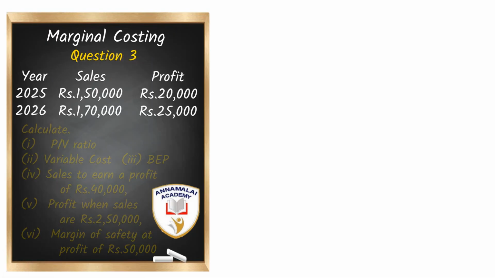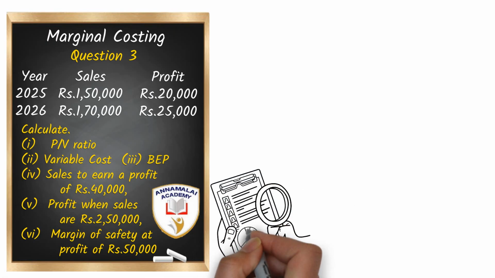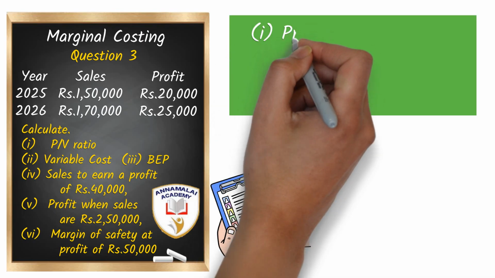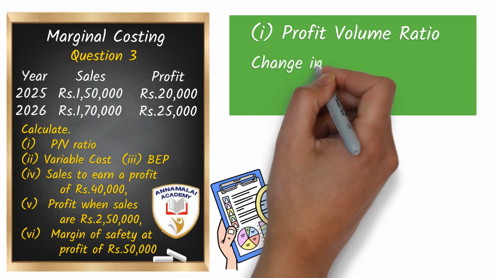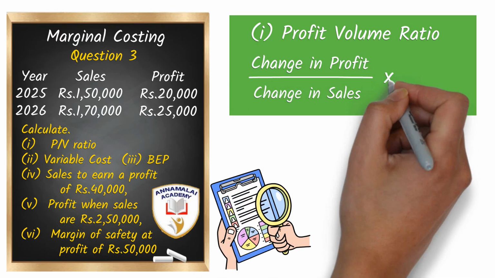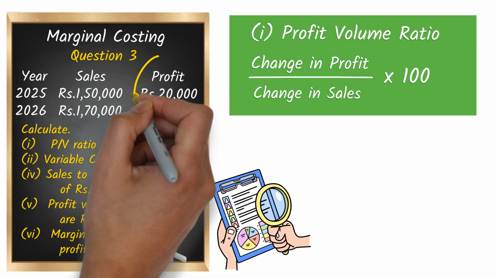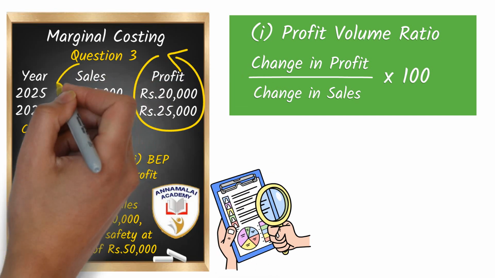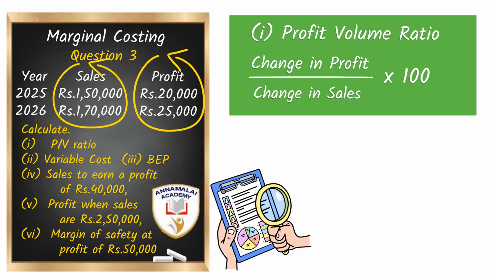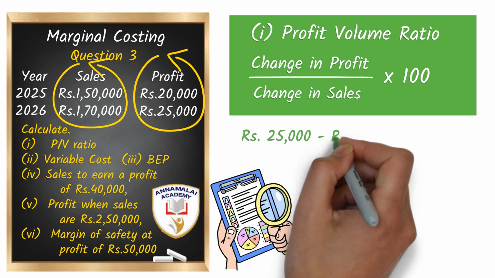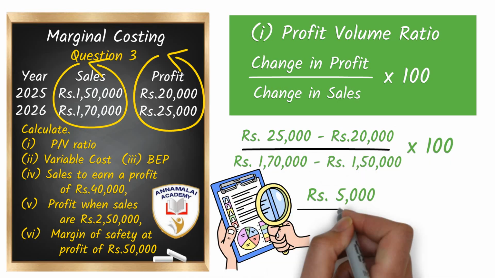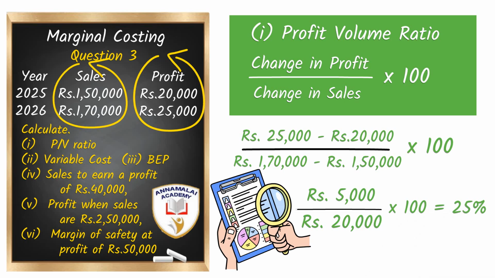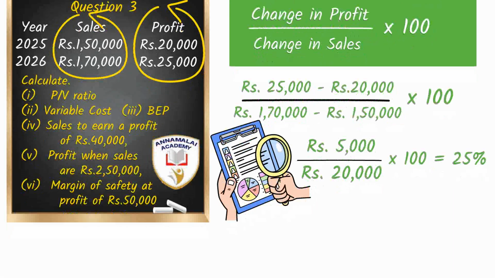Then the third question. In this question we are given the details for 2 consecutive years. In such cases, we have to first start with finding out the profit volume ratio. Profit volume ratio in this case is change in profit divided by change in sales into 100. That is the difference between the profit values and the difference between the sales values. So the difference between the profit is 25,000 minus 5,000, 20,000 is the difference amount. In sales it is 80,000. So the profit volume ratio is 25%. The first part of the question is answered.